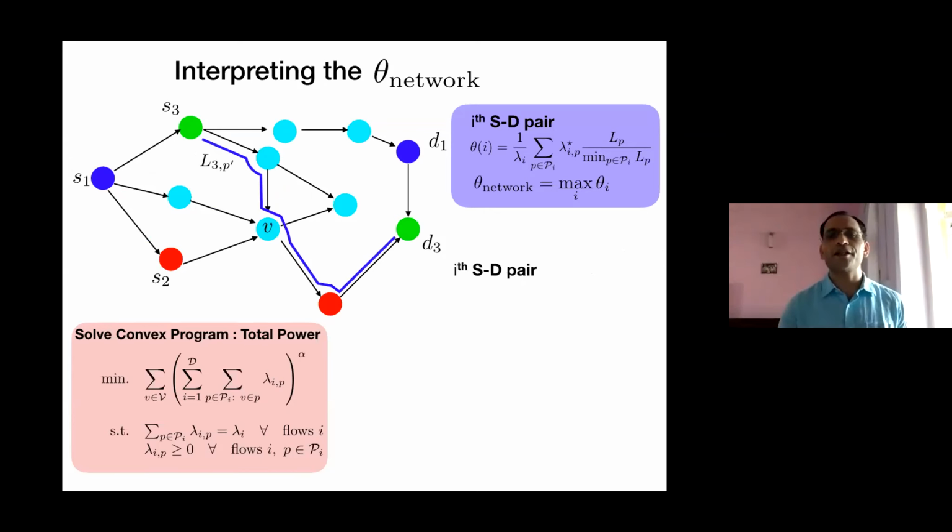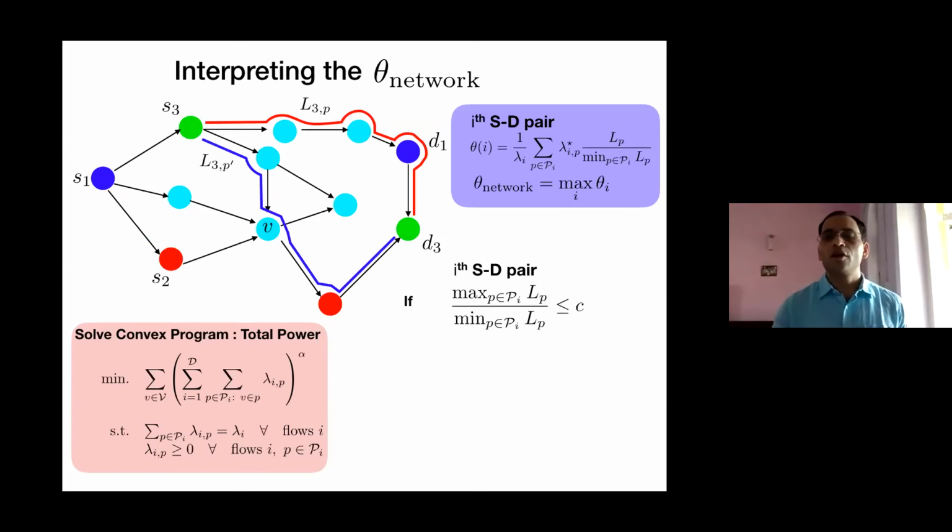Suppose for the ith source destination pair, the ratio of the maximum length of any path to the minimum length of any path is bounded by a constant. We take a network, isolate a particular source destination pair, and among all possible paths, look at the length of the maximum length path and the minimum length path. If that is a constant, this theta of I solves out. As I said, the summation of lambda star IP is nothing but lambda I itself. And if this quantity is upper bounded by C for all paths, what you end up getting is that theta I itself is a constant.